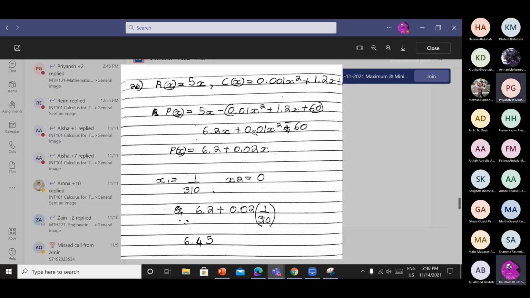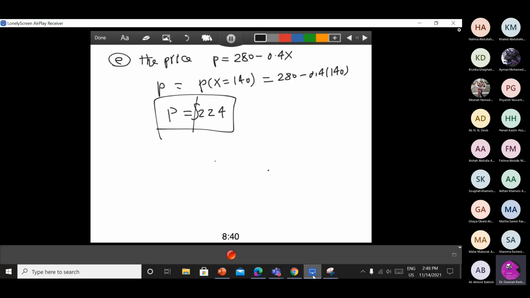Why did you make the x squared positive? Catch my point? When you multiply minus times 0.01 x squared, it will be minus 0.01 x squared. But you multiplied the minus into the 60 only, right? And 5x minus 1.2x, so it will be 3.8x. So this is a mistake of subtraction, right? I will do it for you.